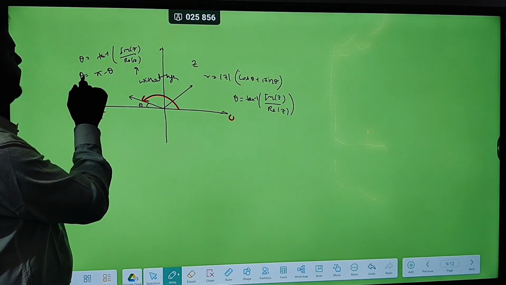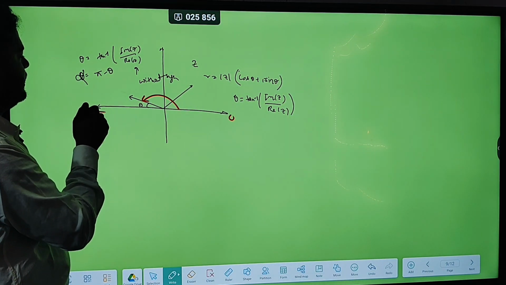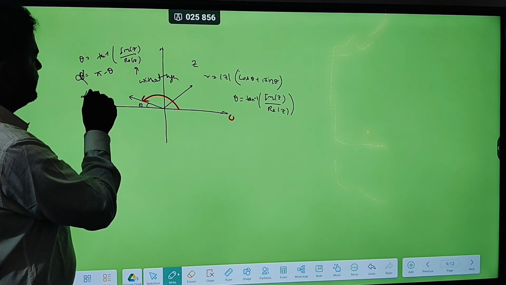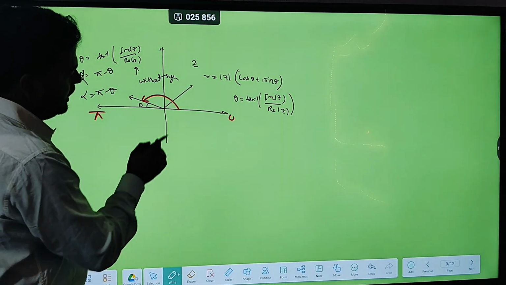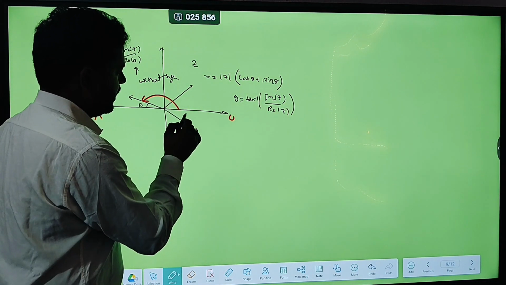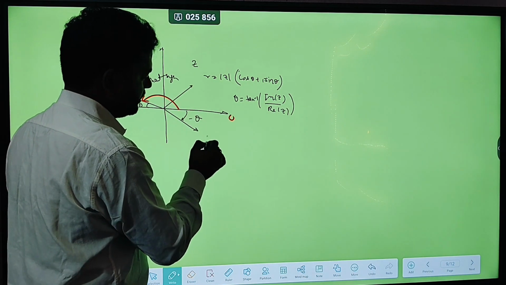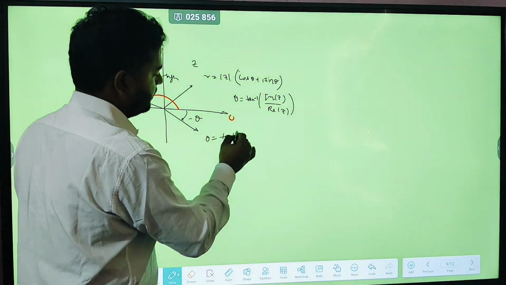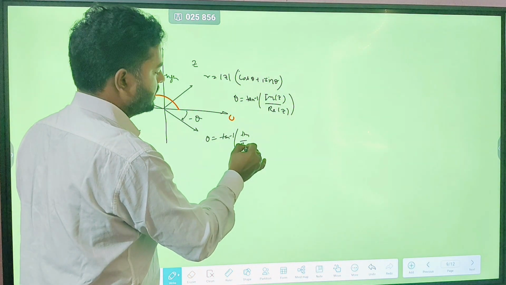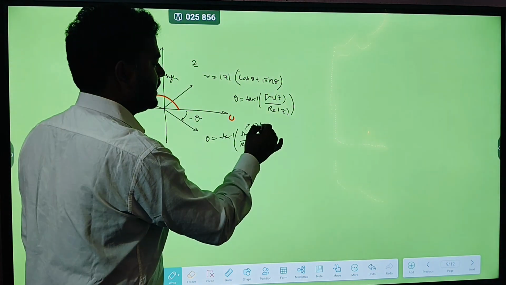Where theta you can calculate, let's call it alpha to remove the confusion. So alpha is the argument here, which is pi minus theta. Here you will just get minus theta. So theta you just calculate as tan inverse of imaginary upon real, but with sign. Here you take it with sign.